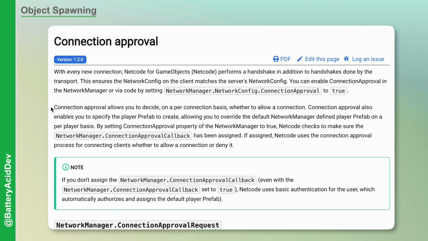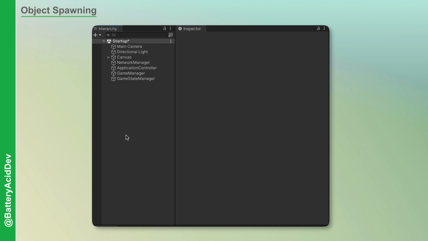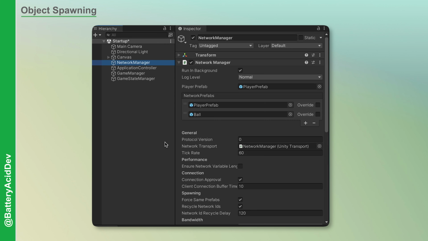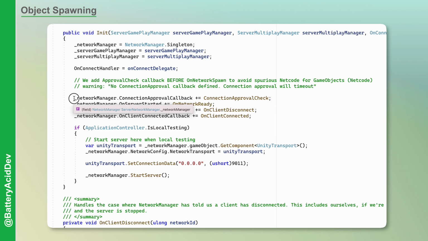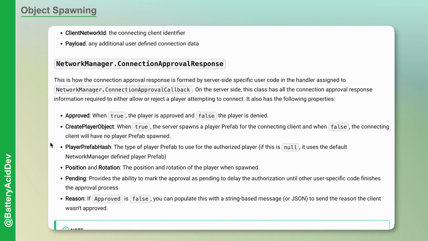The connection approval request isn't part of the spawning feature suite, but I think it's important to highlight here as the callback can be used right before accepting players into the session. After you enable this in the network manager, you also need to set the callback like here in the code. Along with the main objective of approving incoming player connections, the callback gives you the connection approval response object, which allows you to set the starting position and rotation of the player prefab.